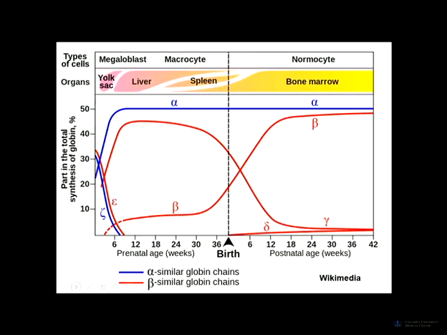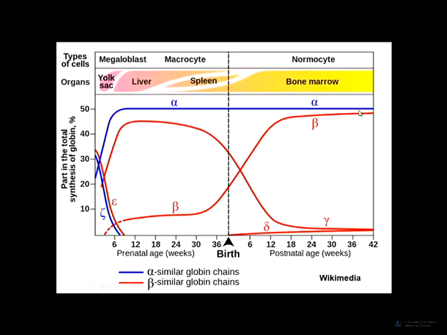To show you what this looks like with development, if this is the conception, this is birth, and then this is postnatal life, weeks of age, and this is looking at the amount of synthesis of each of these different chains. So erythropoiesis first starts out in the yolk sac, so very early in the first few weeks after conception, you have formation of these megaloblastic cells in the yolk sac, and the hemoglobin in those cells is mostly this epsilon zeta hemoglobin. But very shortly, the erythropoiesis moves into the liver, and as soon as this erythropoiesis moves into the liver, you start having synthesis of this alpha globin.